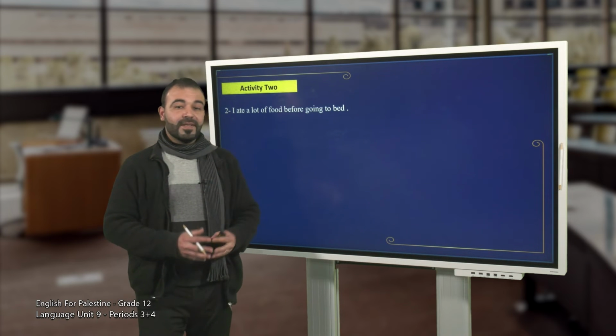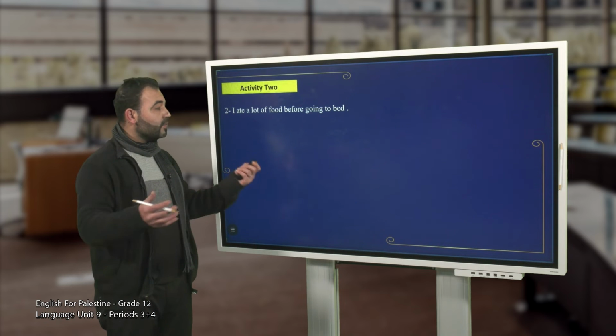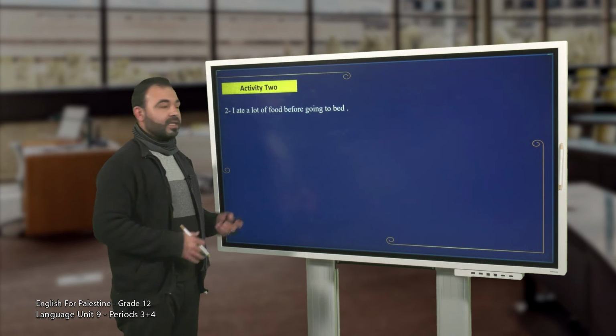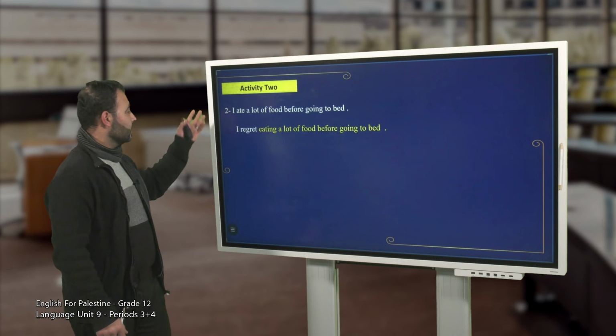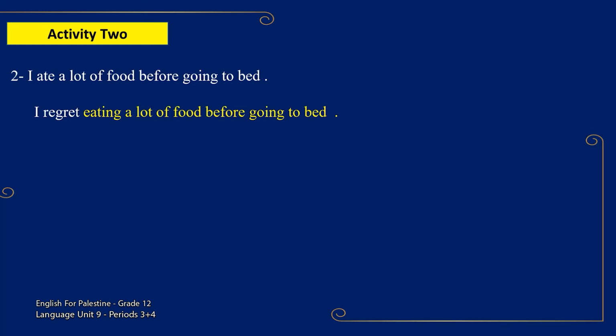Great, dear students. Let's see the correct answers. I ate a lot of food before going to bed, and maybe I couldn't sleep well. Let's see what happened here. With regret, I regret, ate becomes eating. Infinitive, then add the ing form. I regret eating a lot of food before going to bed.